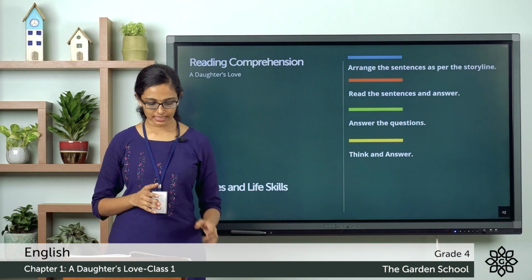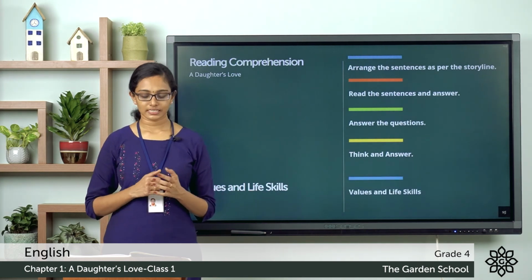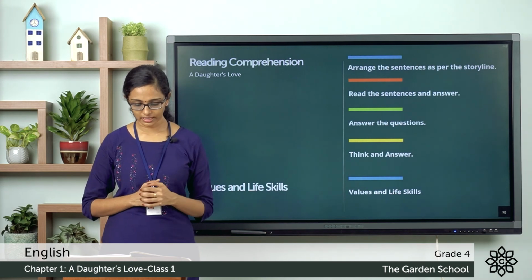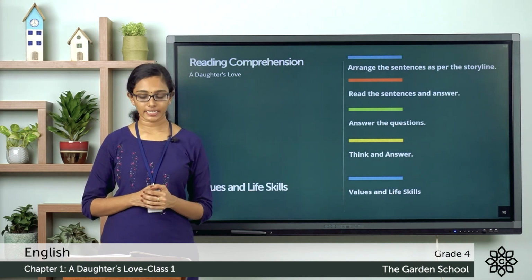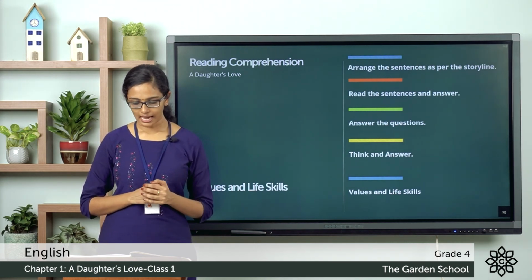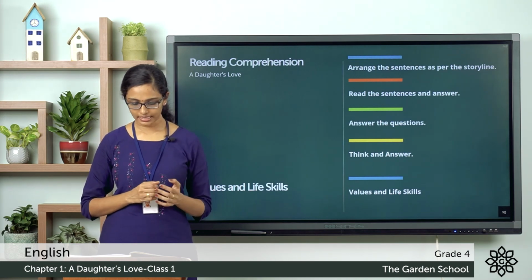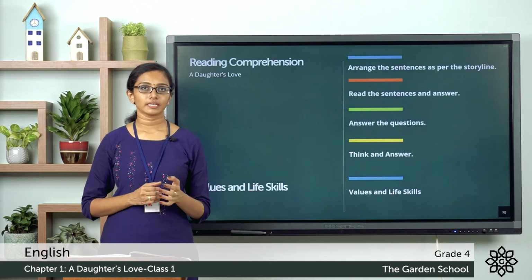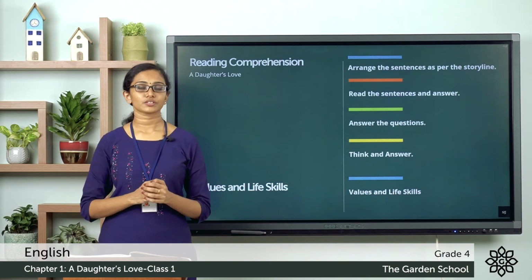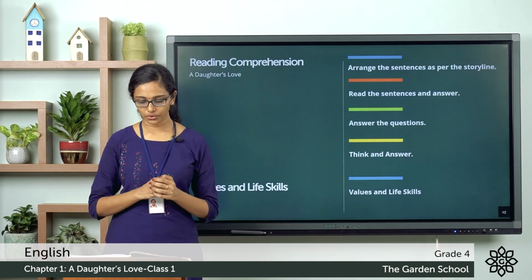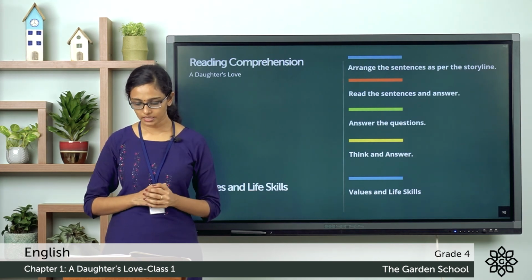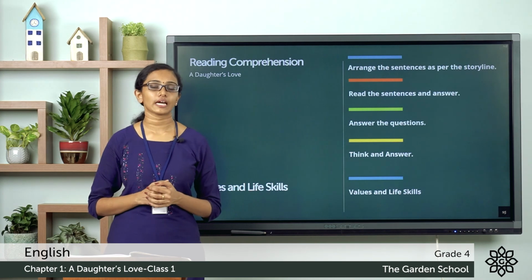The next section is the values and life skills section, and here it talks about honesty. Let me read out the question to you. Goneril and Regan had been dishonest with Lear as they wanted a share in his kingdom, but Cordelia was honest with him from the beginning. King Lear understood his mistake and also apologized to her later. Discuss in class why honesty is important in our everyday life.